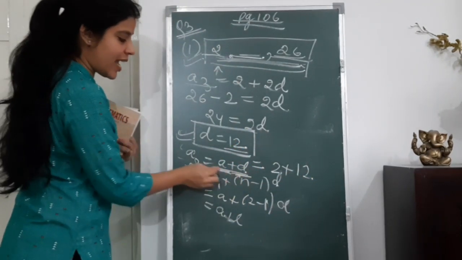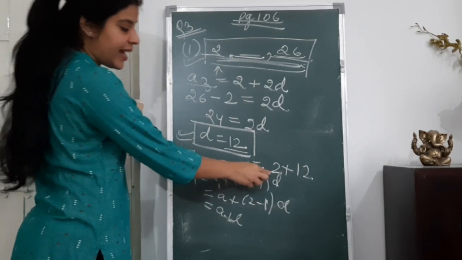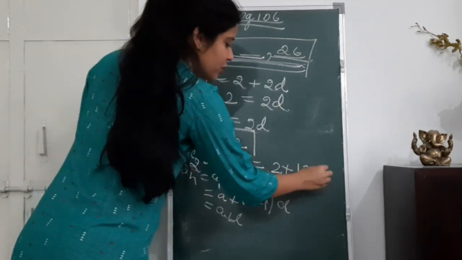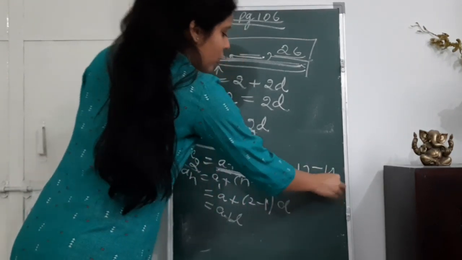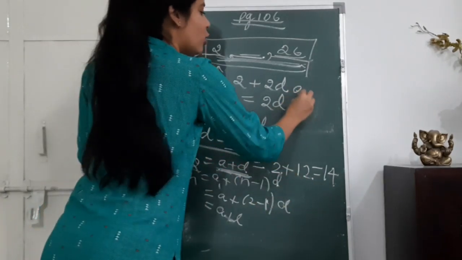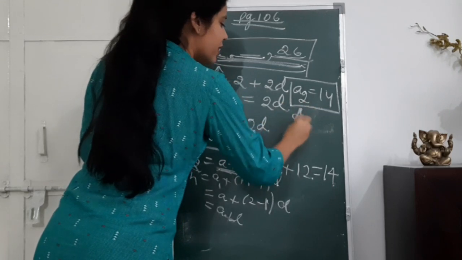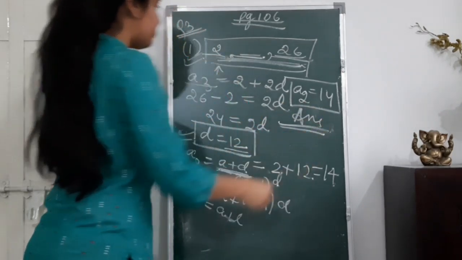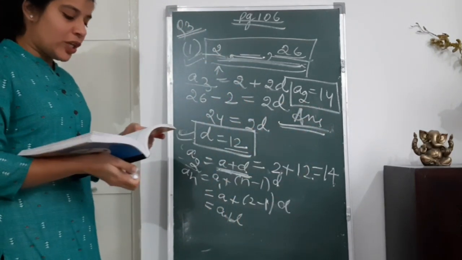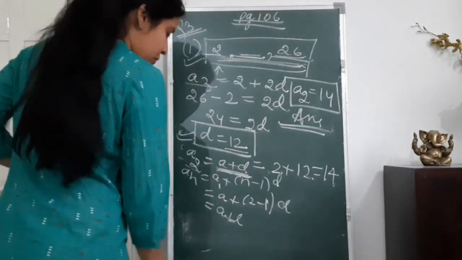A2 is equal to a plus d. Value of a is 2. Value of d is 12. So I get a2 as 14. So a2 for this case is going to be equal to 14, which is our answer. Let's move on to the second part of this question.